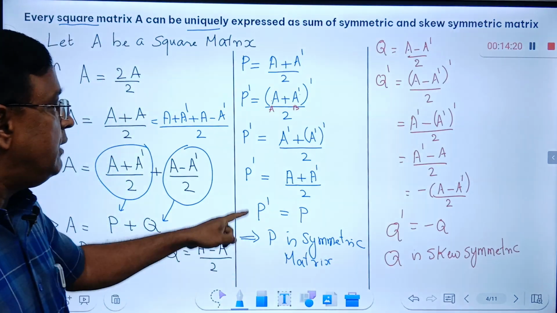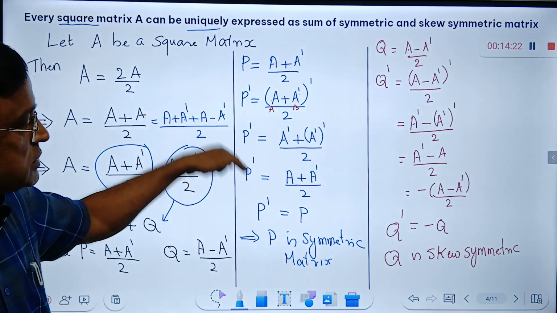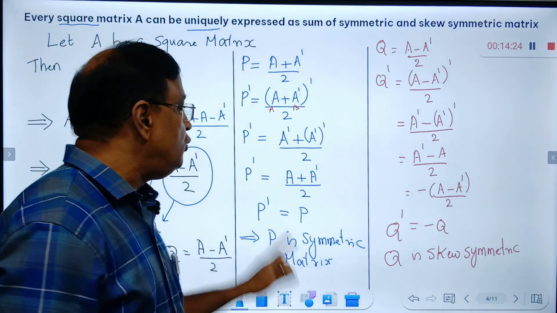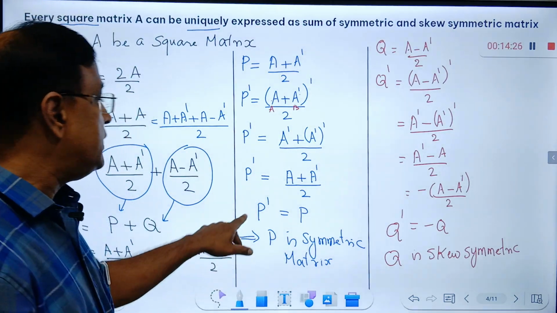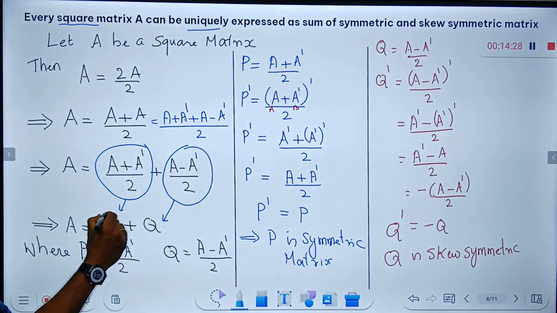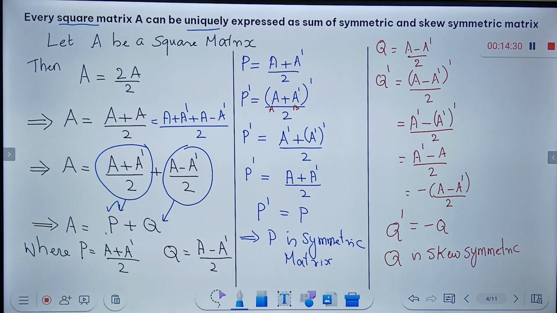But you know, if I take a matrix and take the transpose, and if I get back the same matrix, then you say that matrix is symmetric. So you can say P is symmetric. So this matrix is a symmetric matrix.